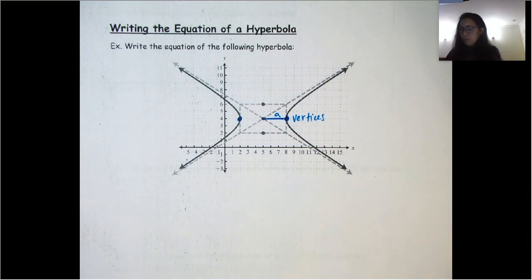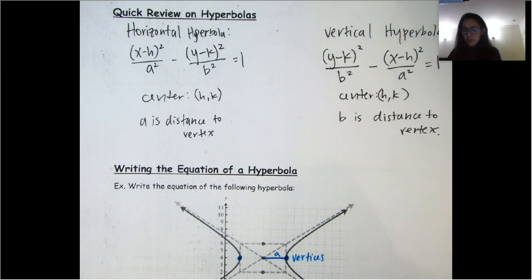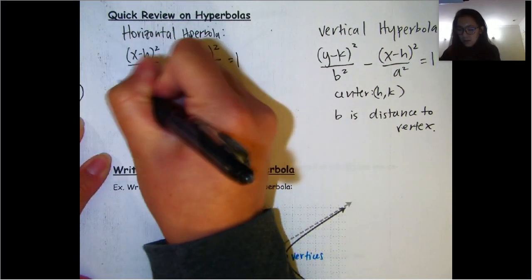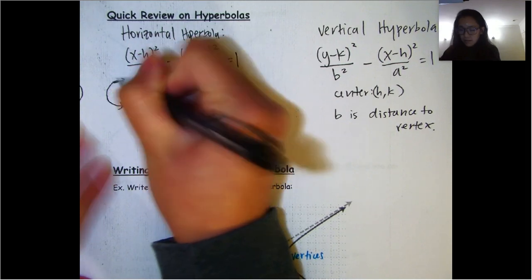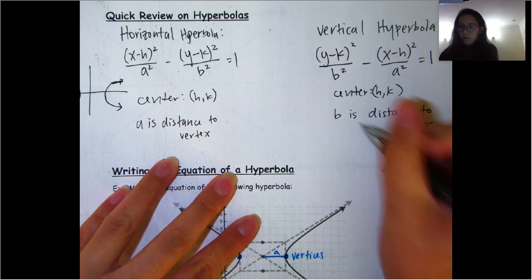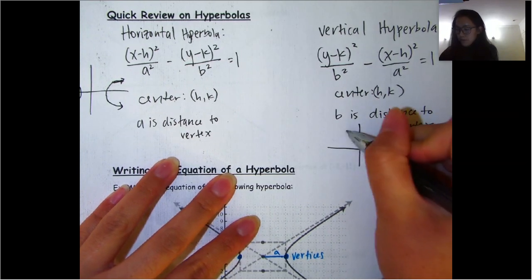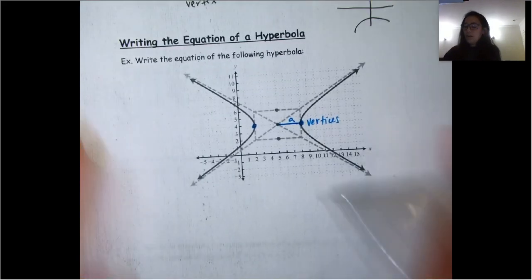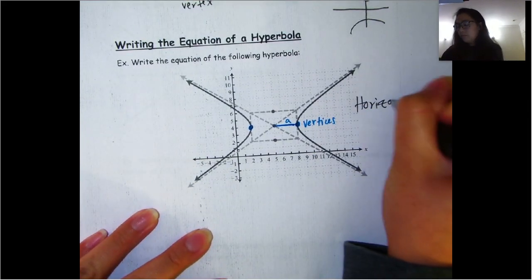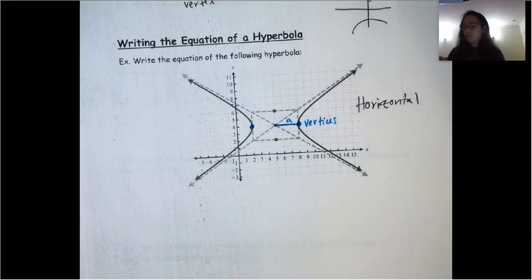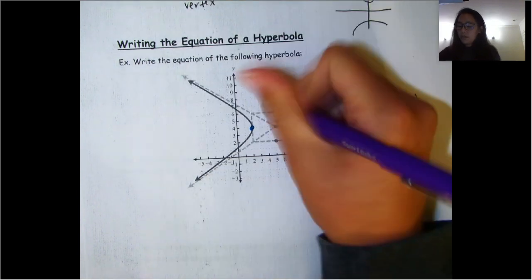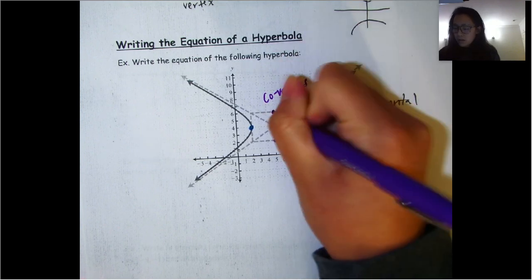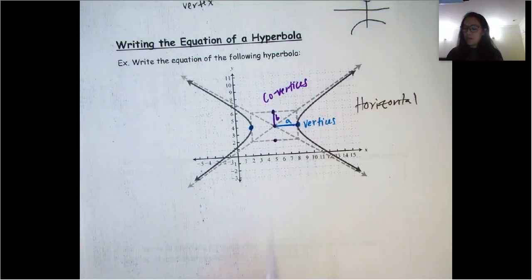Actually, let's go ahead and move back to the top. And I just want you to draw a quick ugly sketch. A horizontal hyperbola looks like this way, and then a vertical hyperbola is this way. Okay, just so you have that for reference. Again, this is horizontal. This one and this one, these are going to be your co-vertices. That distance is going to be b.